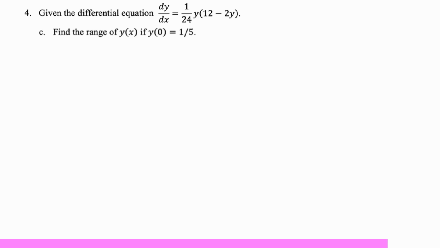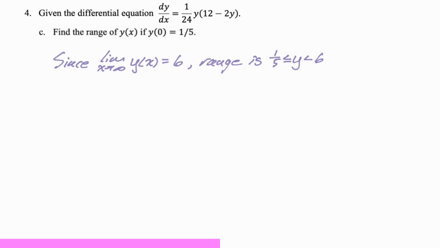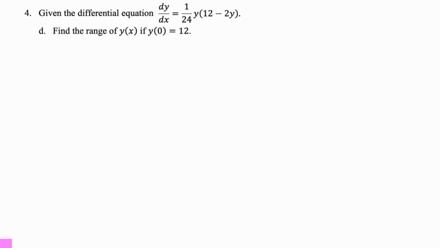Find the range of y of x if y of 0 is 1/5. So we're starting below the limit, and we're just going to go up to the limit. So I'm going to say, since the limit is 6, the range is 1/5, including 1/5, to 6, not including 6, because you can never get there. And then I'm going to say when y of 0 is 1/5. And then there's another question.